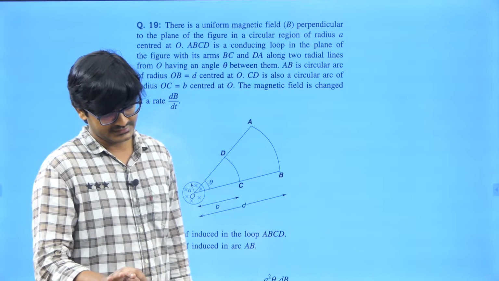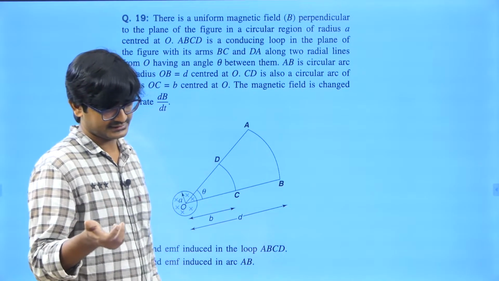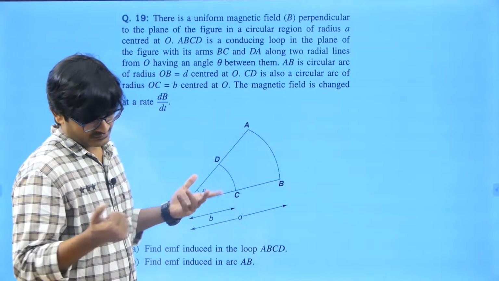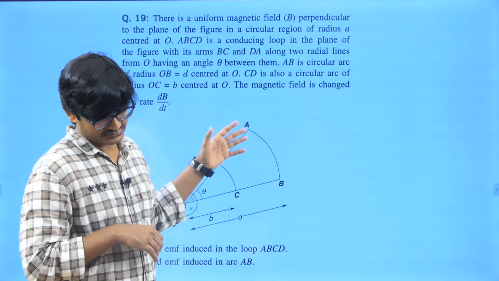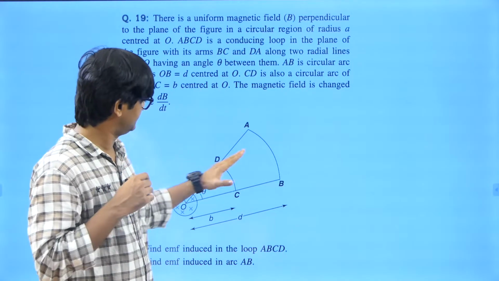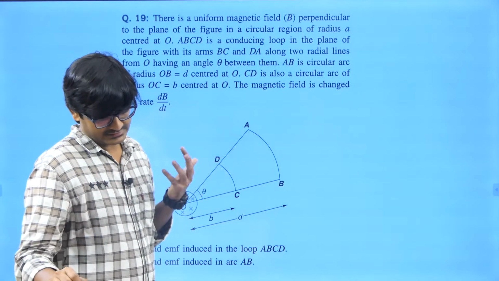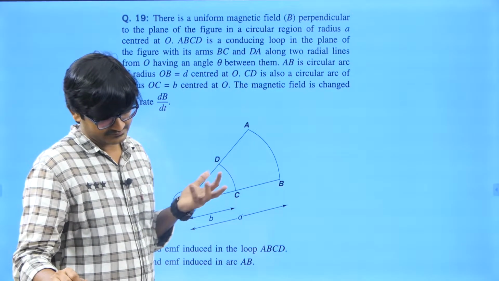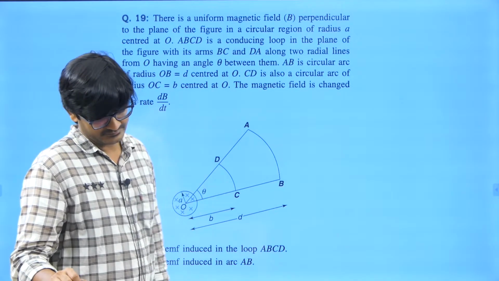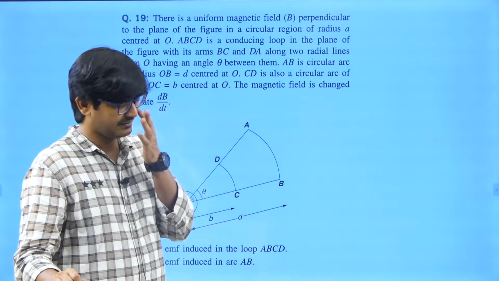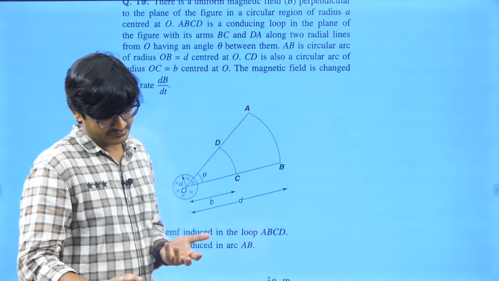Now there is a uniform magnetic field perpendicular to the plane of the figure in a circular region of radius A centered at O. ABCD is a conducting loop in the plane with its arms BC and DA along two radial lines from O having an angle theta. AB is a circular arc of radius OB equal to D centered at O, and CD is a circular arc with radius B. The magnetic field is changing at a rate dB by dt. You can take it as increasing or decreasing. We'll see what I have done. Find the induced EMF in the loop ABCD.